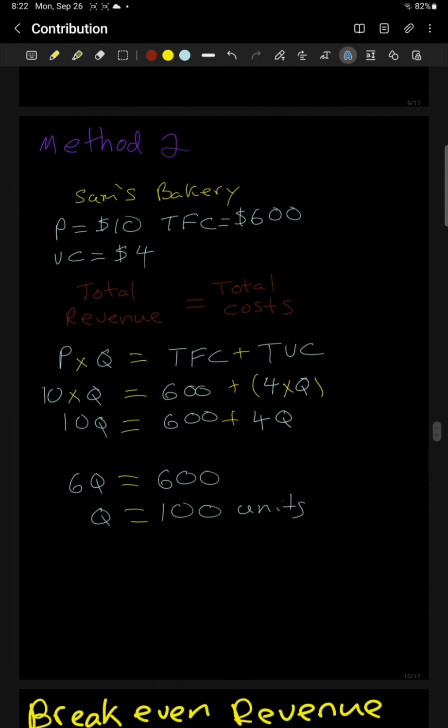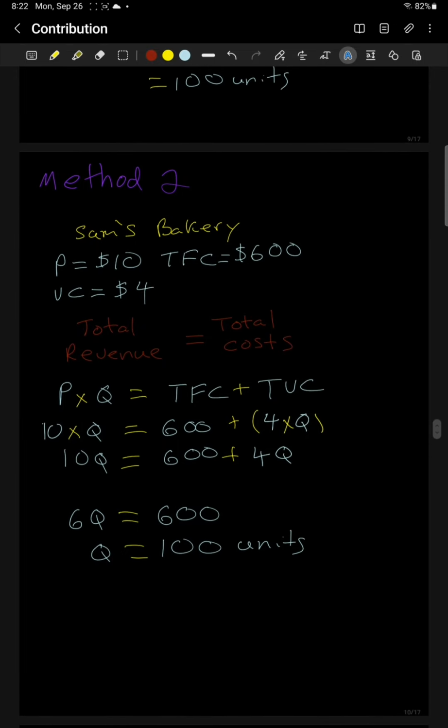Method 2 is a little bit more complicated, but it's not hard. And it's based on this equation here. Total revenue equals total costs. What they're saying is that the money that they get from selling cakes equals their cost of producing the cakes, including the fixed costs and the variable costs.